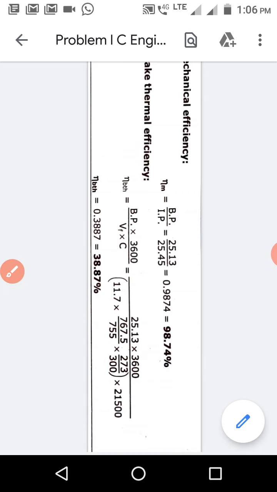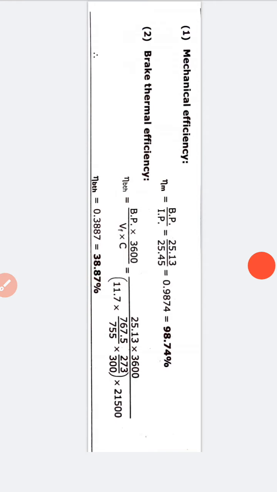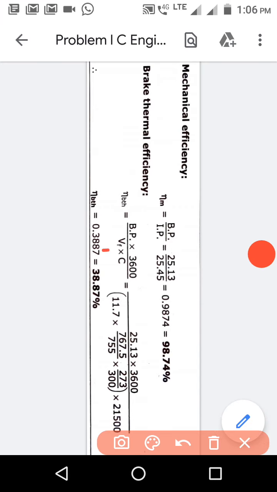Likewise, we are calculating the brake thermal efficiency over here. Brake power we have already calculated, that is 25.13, divided by Vf at NTP condition. Both of these we have used at NTP condition, and by finding Vf at NTP we have calculated the heat supplied by the fuel at NTP conditions, and that we have used for calculating the brake thermal efficiency. So we have calculated the mechanical efficiency and brake thermal efficiency by using these formulas.